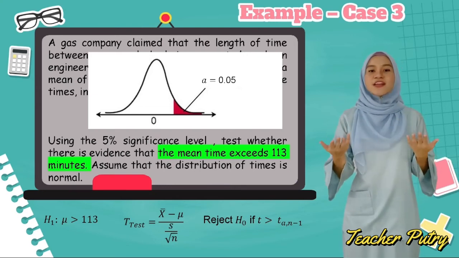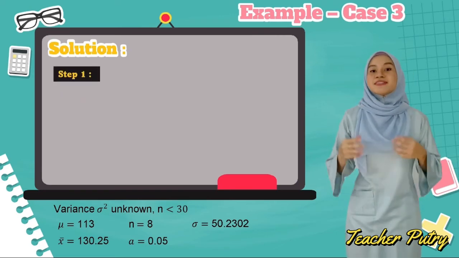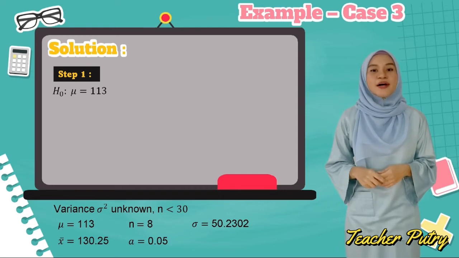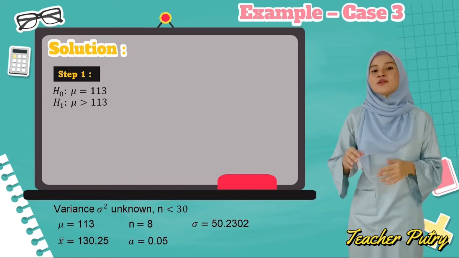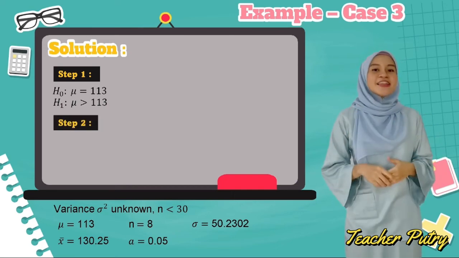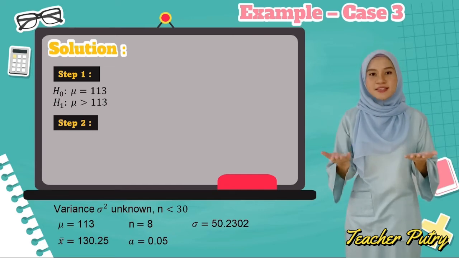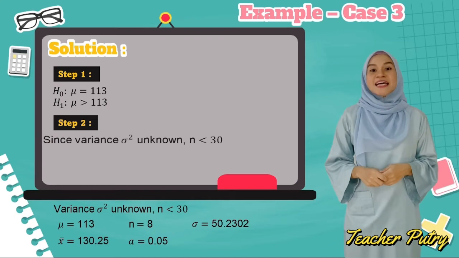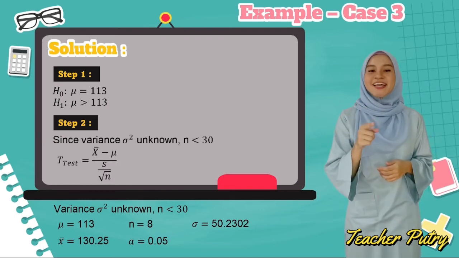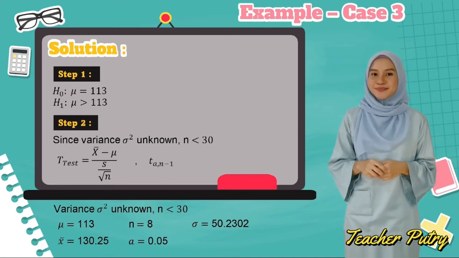Now, since we have enough information, we can start solving this question. Step 1. We must set up the hypothesis. H null: mu equals 113. For H1: mu more than 113. Now, we're settled with step 1. Now, move on to step 2. We need to determine an appropriate test statistic and distribution to use. Since variance is unknown and n is less than 30, we're going to use the t-test and t alpha, n minus 1.